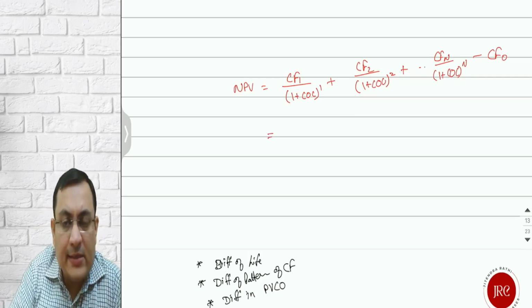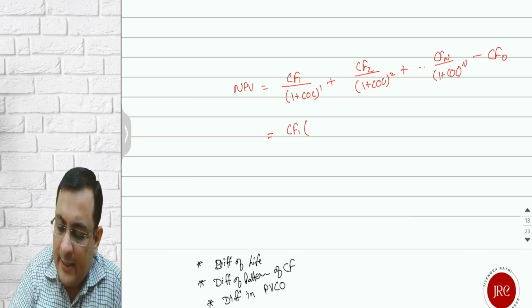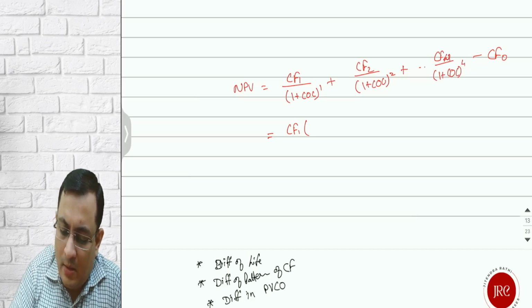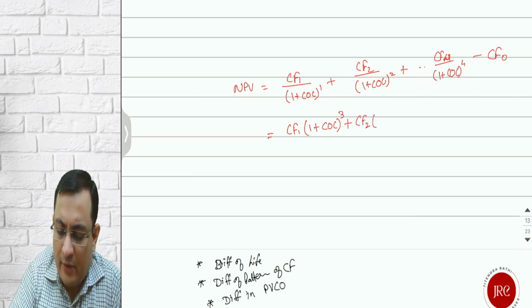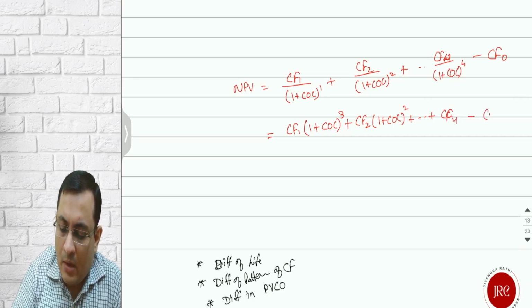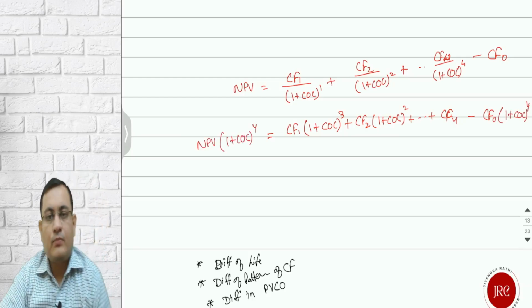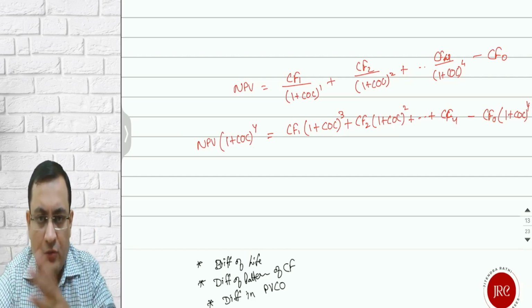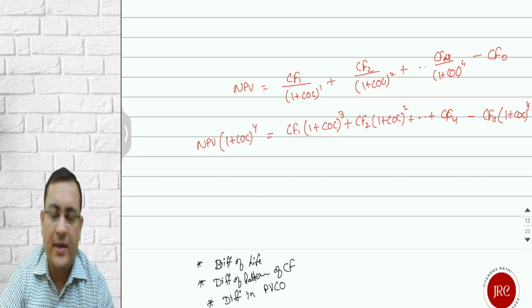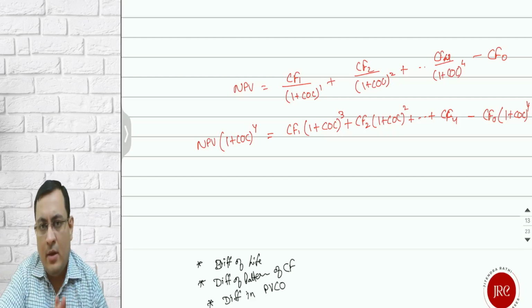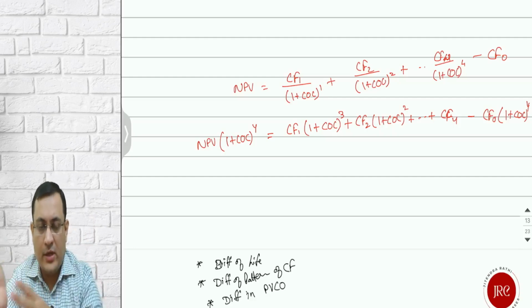Effectively, what if I take LCM? Let's say it's a 4-year cash project. CF1 will be compounded for 1 plus COC power 3. CF2 will be compounded for 1 plus COC power 2. And the last one, CF4, will not be compounded at all. Minus your CF0 times 1 plus COC power 4. And this is your NPV times 1 plus COC power 4. The final return will be received at the end of the 4th year, not at T0. We do the calculation at T0, but actually the returns come at T4, the last day when the project will complete.